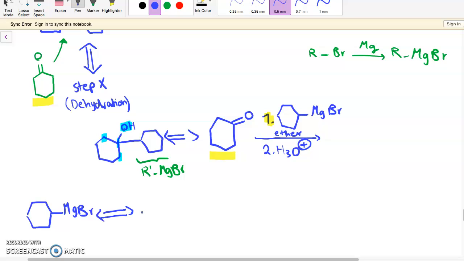It means that I must have started with bromocyclohexane, then I added magnesium. Now if I compare bromocyclohexane with my cyclohexanol, they're definitely not the same thing. So again, I need to do something. Well, what do you think is the next step?